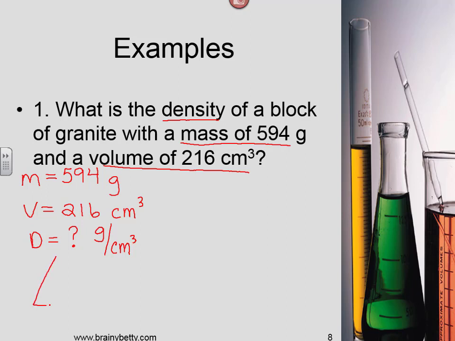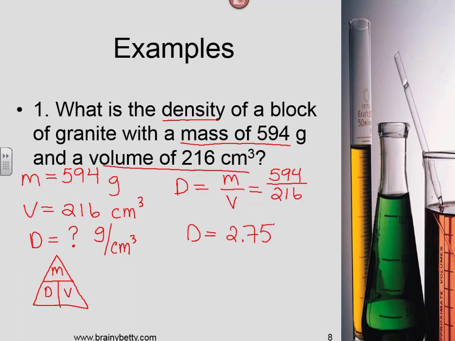Draw your triangle, or look at your foldable. Mountains over Death Valley. Cover the D, and the rest tells you what to do. Density equals mass divided by volume. So we take 594 divided by 216, and our density equals 2.75 grams per centimeter cubed. Let's do the next one.